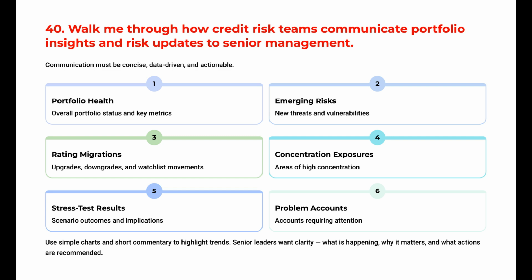Walk me through how credit risk teams communicate portfolio insights and risk updates to senior management. Communication must be concise, data-driven, and actionable. You summarize portfolio health, emerging risks, rating migrations, concentration exposures, stress test results, problem accounts, watch list movements. Use simple charts and short commentary to highlight trends. Senior leaders want clarity. What is happening, why it matters, and what actions are recommended.